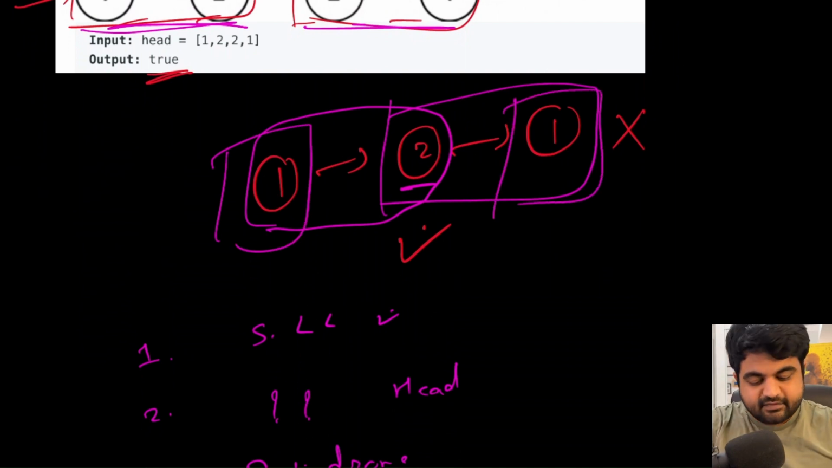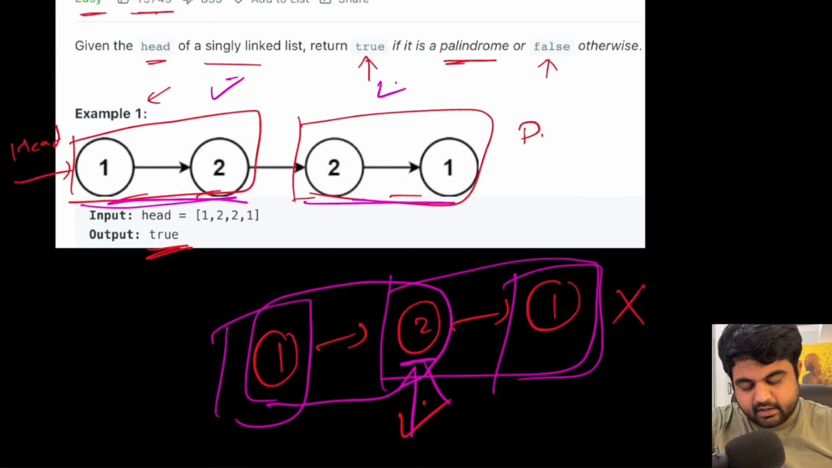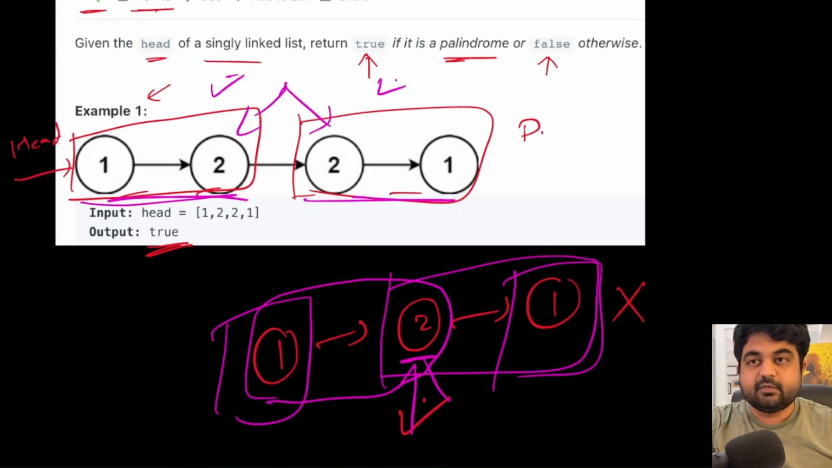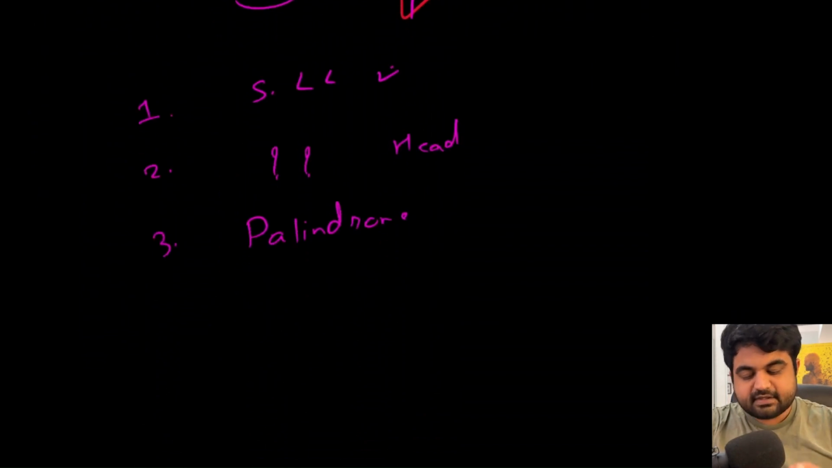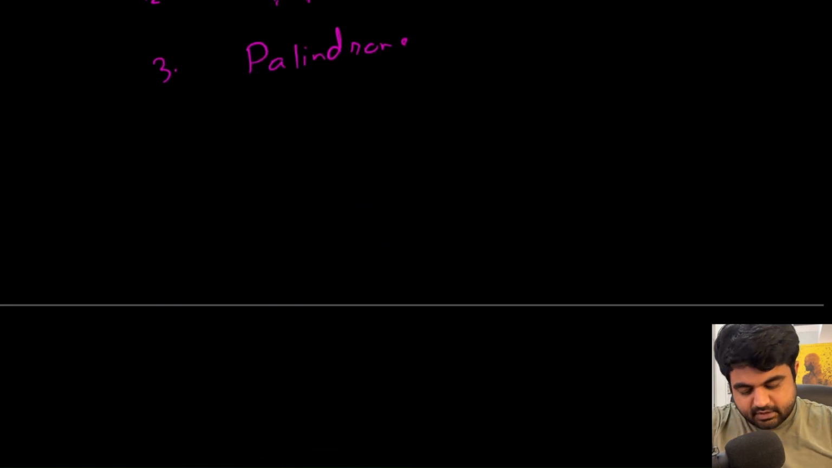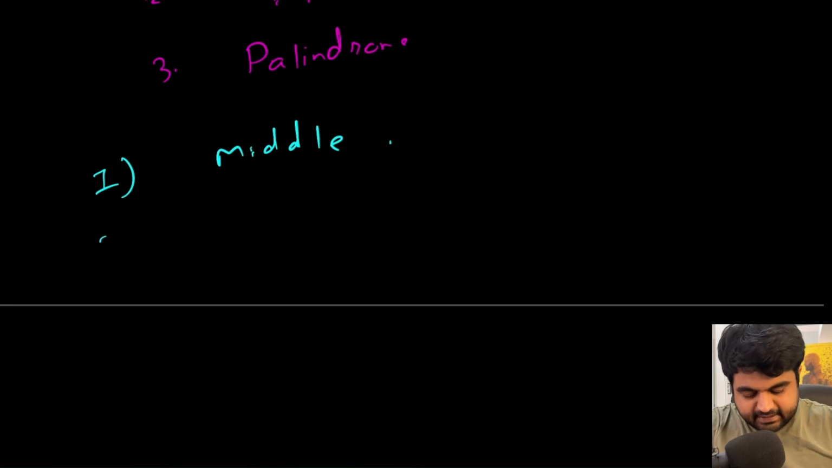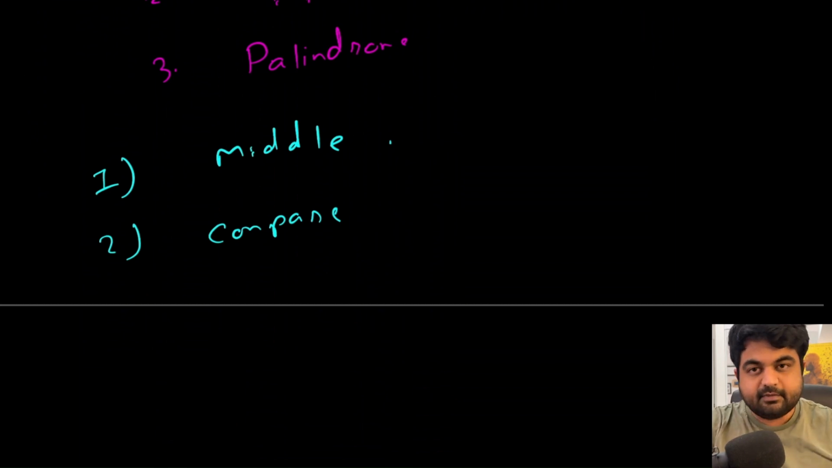But in either case, we will need to find the middle pointer for each of the odd or even number of cases and then compare the first half with the second half. So this is going to be our approach towards the solution. Number one thing we are going to do is find the middle of the existing singly linked list. Second thing is that we are going to compare two portions, the first part and the second part, and then we are going to come up with the solution.